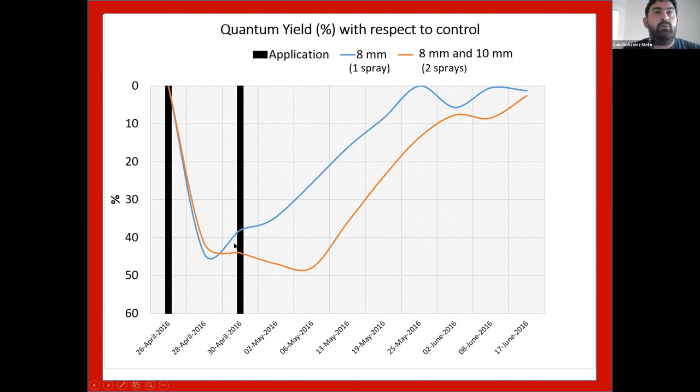When you do two sprays, okay, the maximum inhibition arrives at the same moment as with the first application, but when you do the second spray, the period of maximum inhibition increases to between 8 and 10 days. After this period, the tree recovers slowly. And after 30 days, the tree is fully recovered.